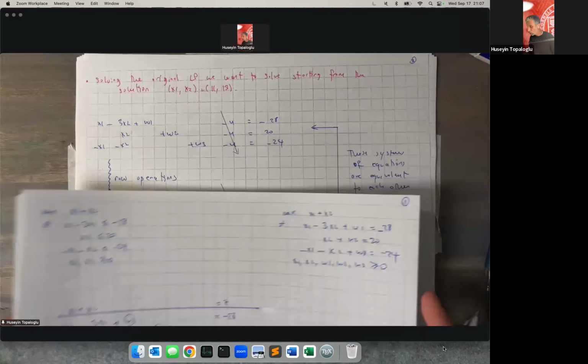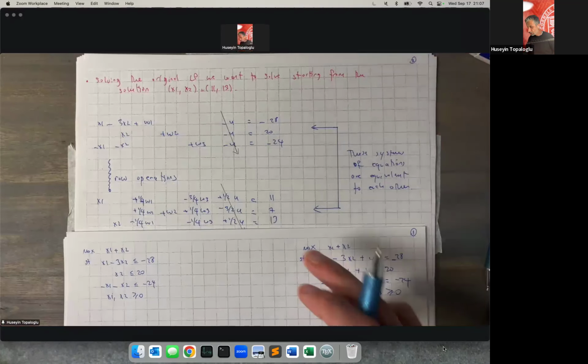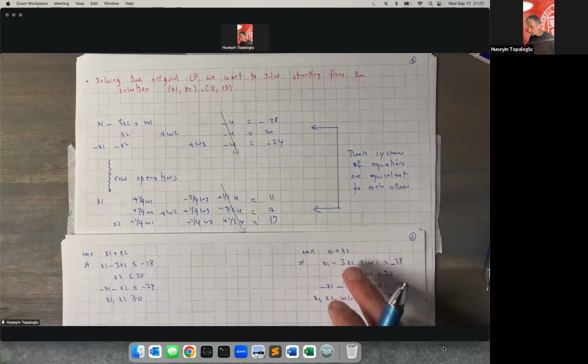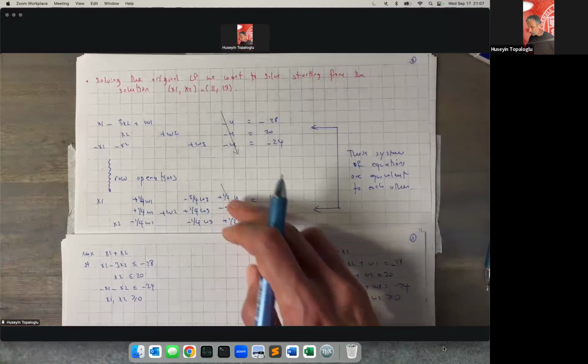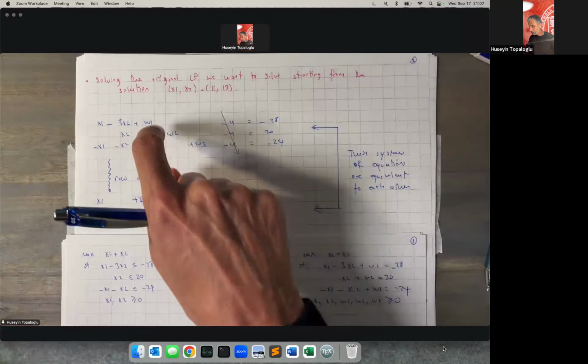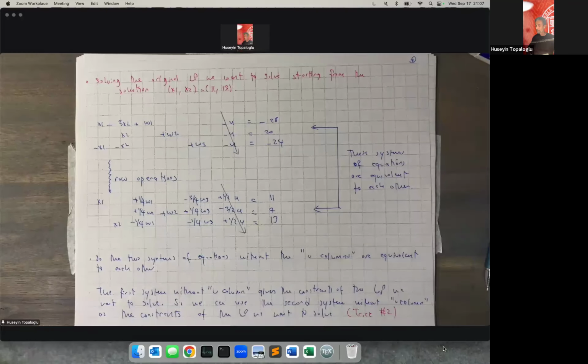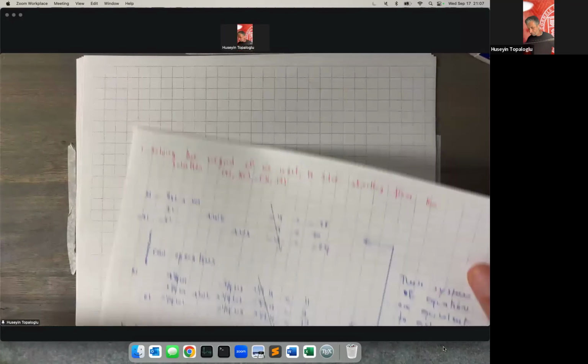So then if I want to solve my original linear program, I can just maximize this objective function subject to these constraints, because these two systems are equivalent to each other, and this system is just the constraints of the original LP that I would like to solve. Great. So if I want to solve my original linear program, maximize this objective subject to these constraints. Let's do that.